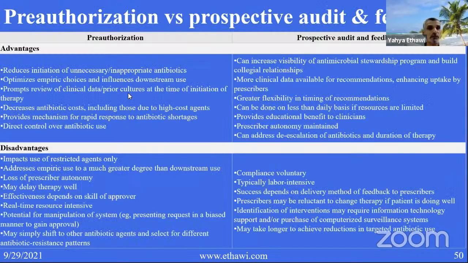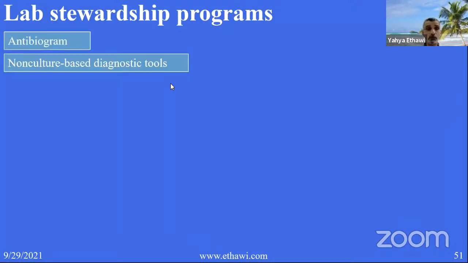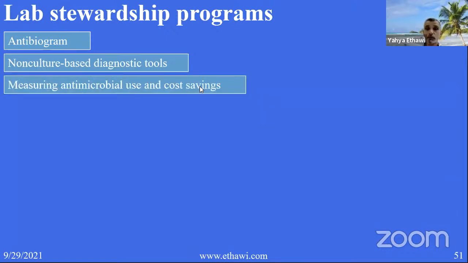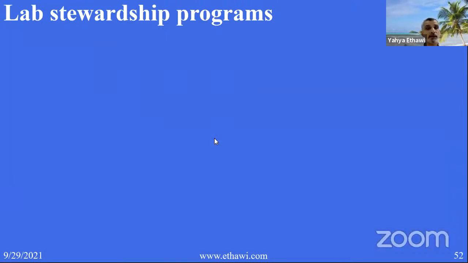I don't want to go into details, but these are the differences, the advantages and disadvantages of pre-authorization or prospective audit and feedback as ways of stewardship, or overseeing the use of antibiotics. Each one has advantages and disadvantages. There is also a lab stewardship program, such as a monthly antibiogram or non-culture-based diagnostic tools, such as rapid testing, measuring antimicrobial use and cost saving. These are also called process measures. So we have process measures and outcome measures. And I think I should stop here.